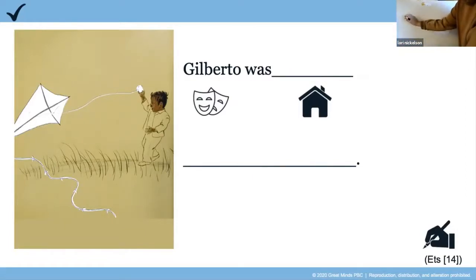So we're going to put Berto was what? What was he doing? He was outside trying to fly a kite, right? Was outside trying to fly a kite. Period. Great. Okay, so let's move on.